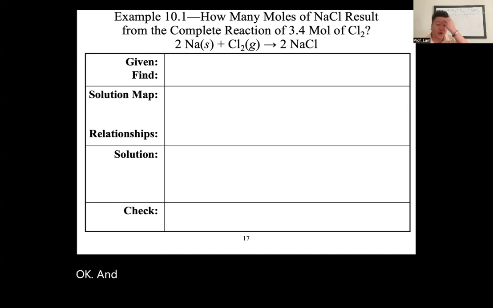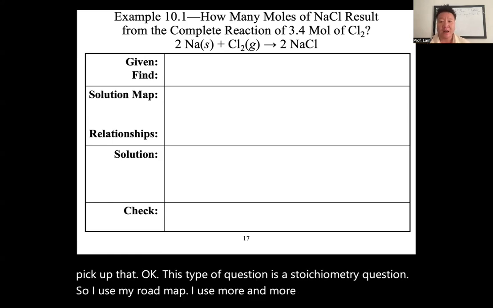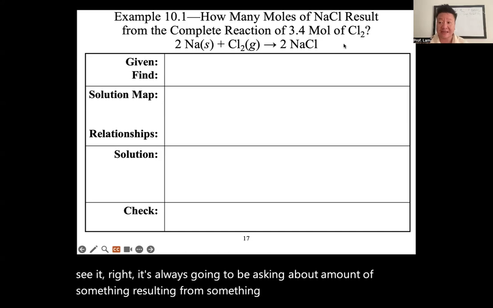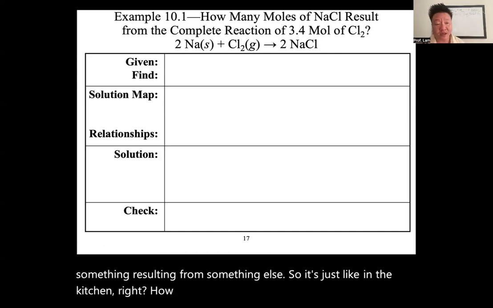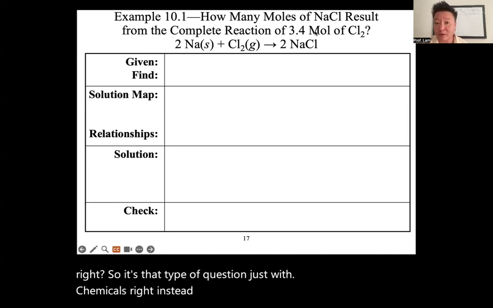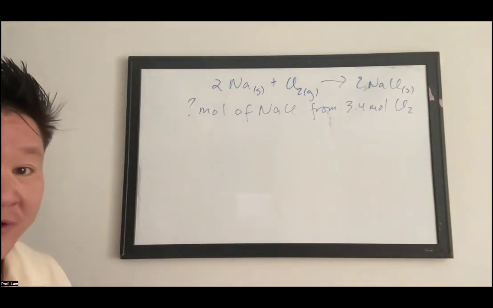Notice how the question is phrased as well, so that you can pick up that this type of question is a stoichiometry question. So I use my roadmap, I use the mole-to-mole ratio. It's always going to be asking about the amount of something resulting from something else. It's just like in the kitchen: how many buns do I need to make 10 hamburgers? It's that type of question, just with chemicals instead of food ingredients. Anytime you see that line of questioning, you know that you have stoichiometry, and you're going to use the roadmap to solve that kind of problem.